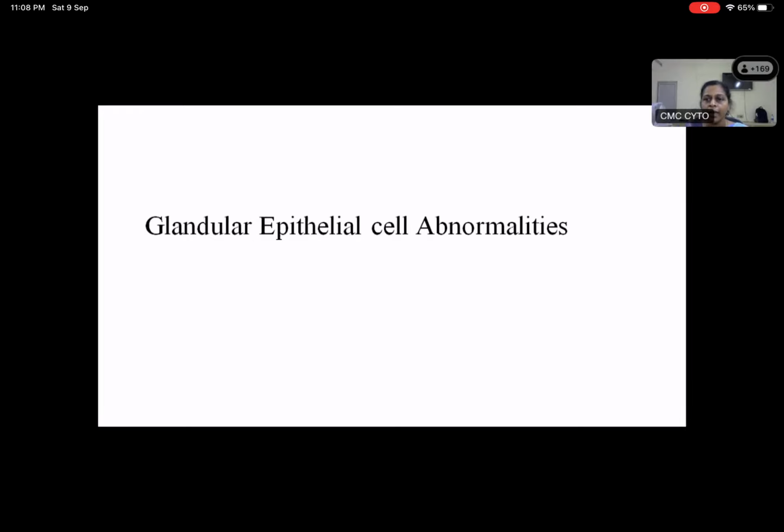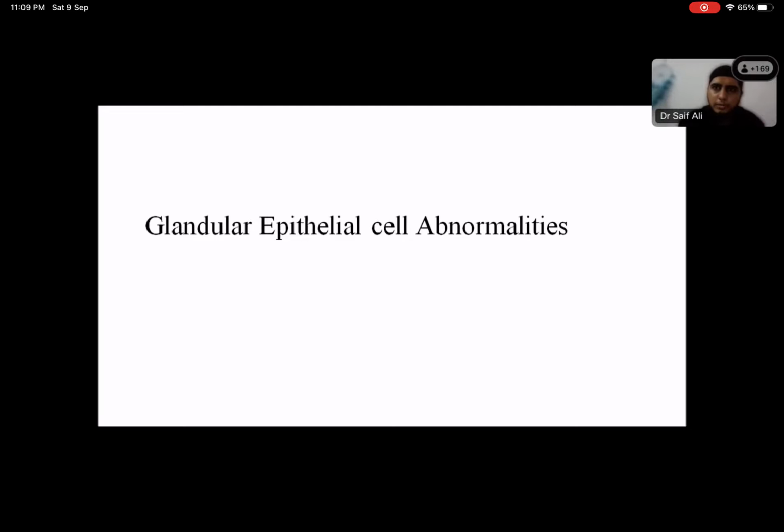Now we will go on to epithelial cell abnormalities. Saif, are you there? Can you tell me, how do you list out glandular epithelial cell abnormalities? We first see the nuclear size. I'm not asking you for the features, I'm asking you to list it out. What are the names of the entities? Sorry, ma'am. How does Bethesda classify glandular epithelial cell abnormalities? Yes, ma'am.